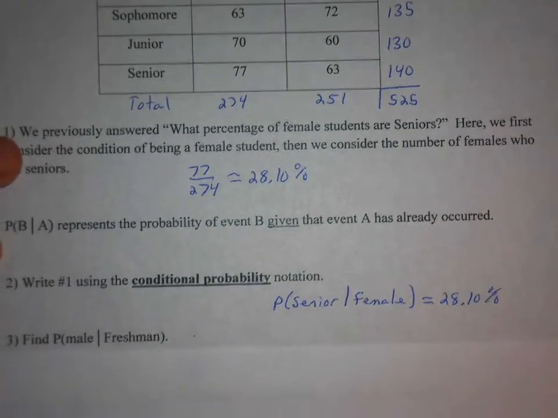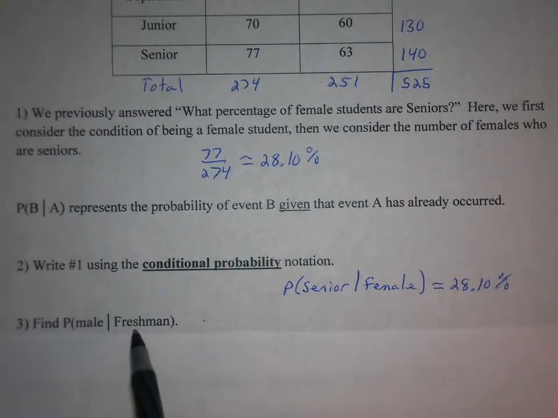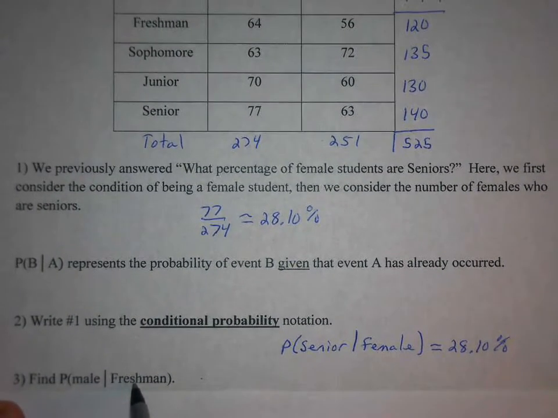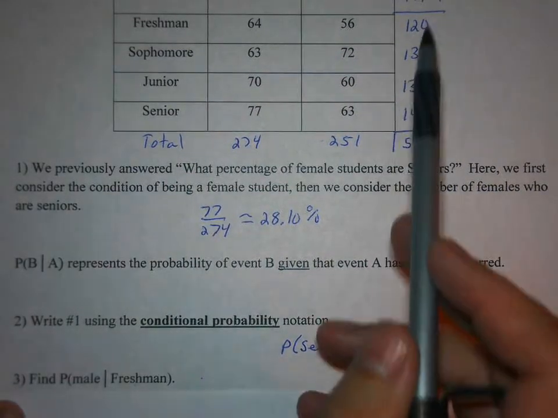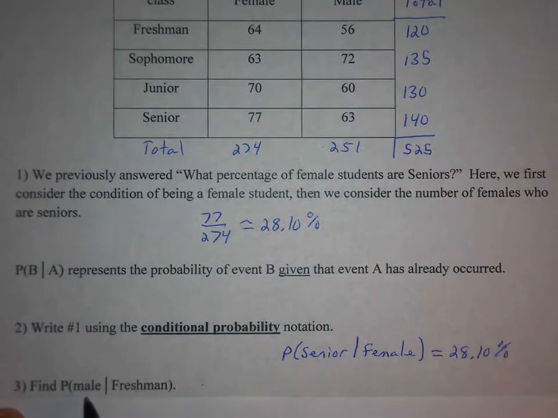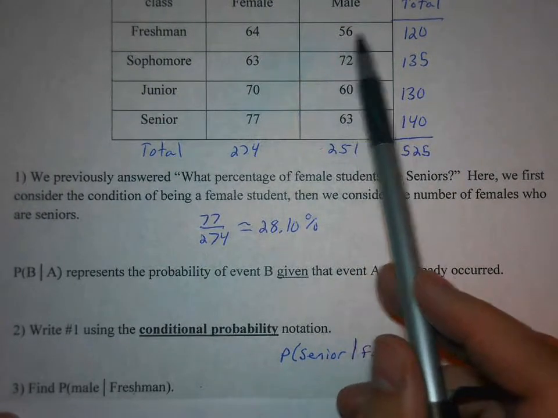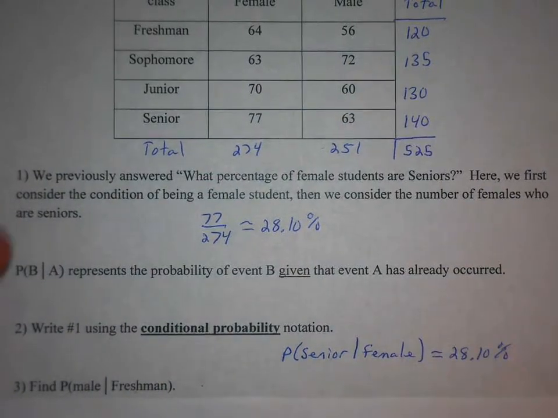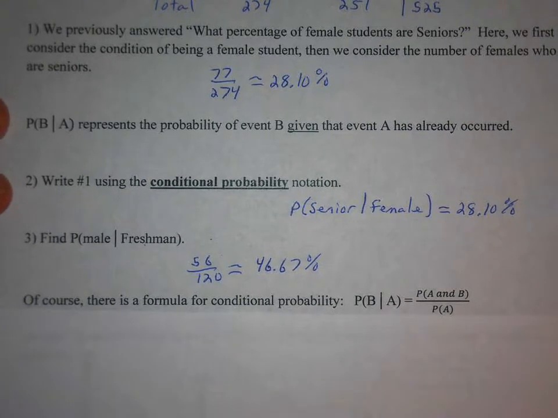Okay, so find the probability of male given they're a freshman. Here, under the condition that we have freshmen, we're only looking at the freshmen. So we go to our table and look at freshmen. There are 120 freshmen. Now we want to know, of those 120, what is the probability that they're a male. Well, there are 56 males out of the 120 freshmen. So 56 out of 120, or 46.67%.